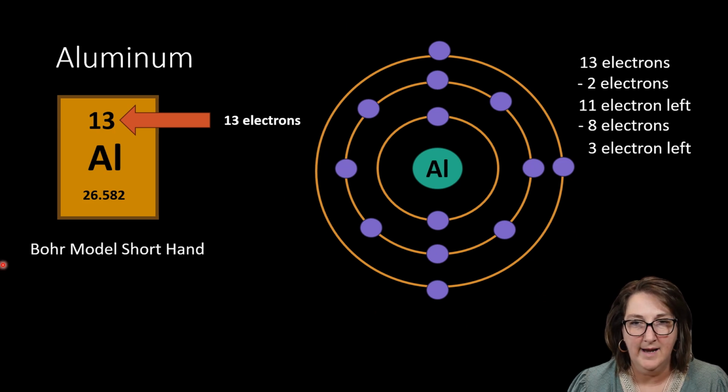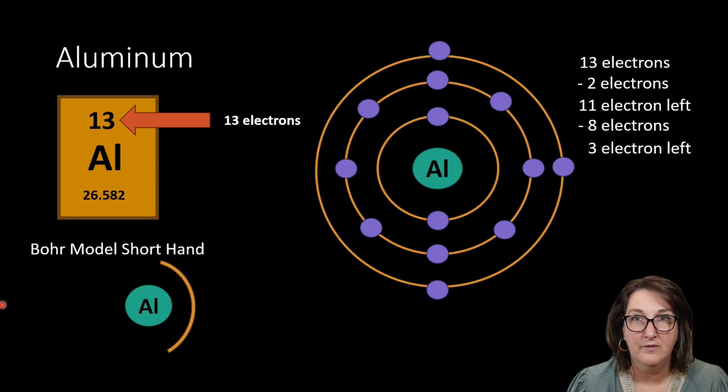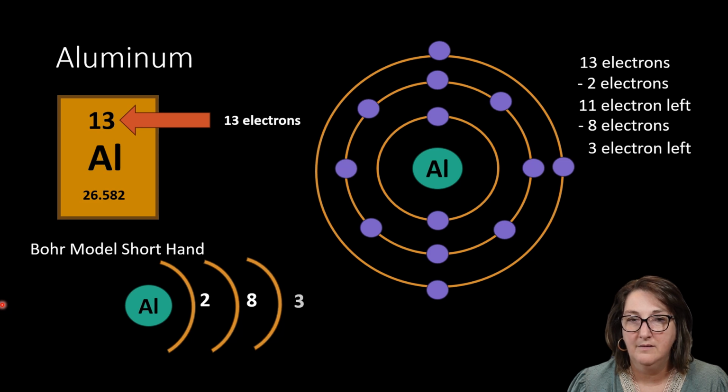So, Bohr model shorthand. I do my aluminum. I draw out my first ring. And how many did I put in that first ring? 2. I draw my second ring. How many did I put in that second ring? I put in 8. And then how many will go into that third ring? 3. So this is my Bohr model shorthand.